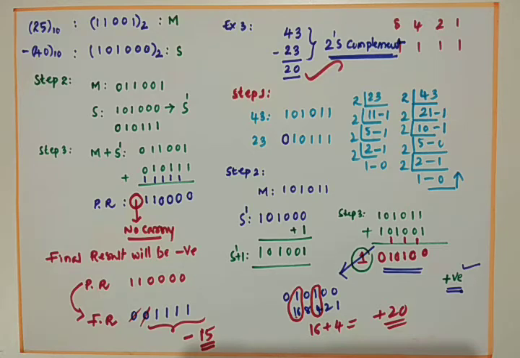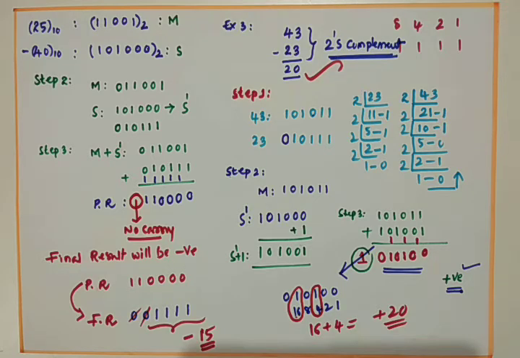Now in step 3, we add the minuend plus the 2's complement of the subtrahend. By adding them, if we get a carry, that is the additional bit, then we assume that the result will be positive. We discard that carry, and the remaining bits are the required answer. By converting that into decimal form, you will get the answer.